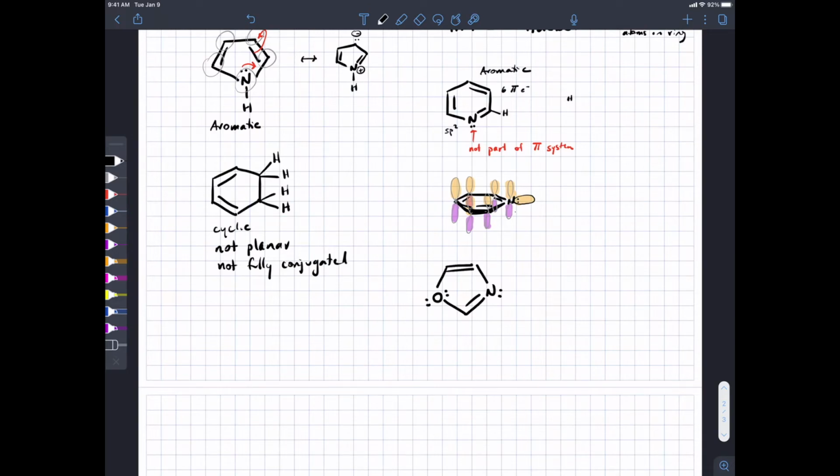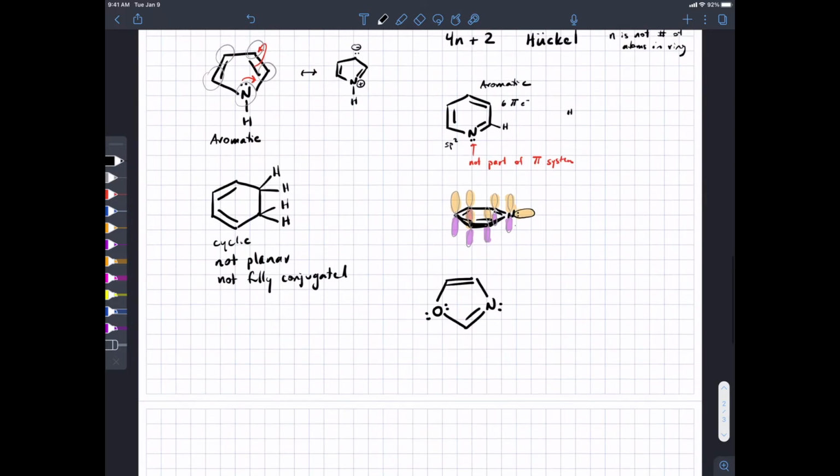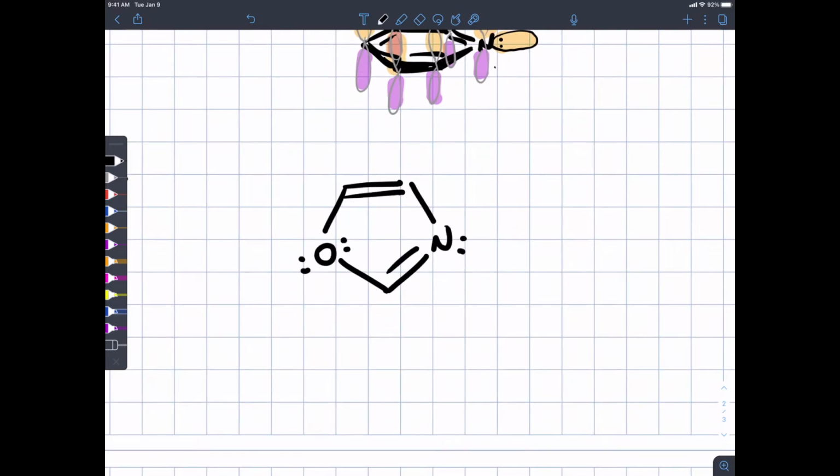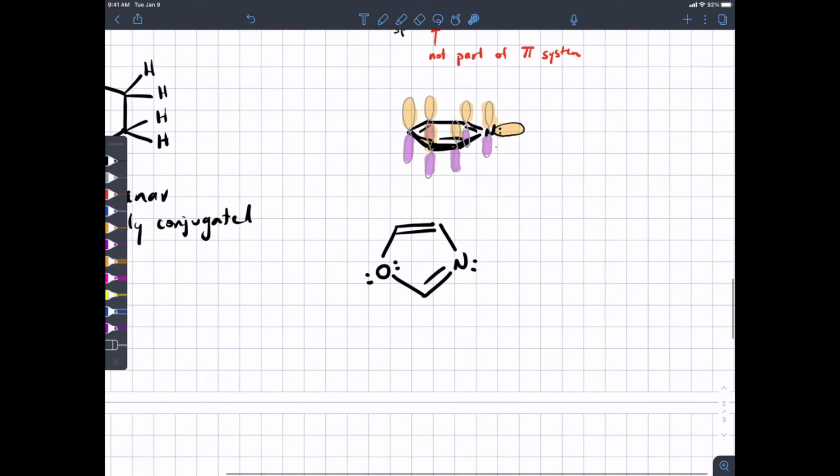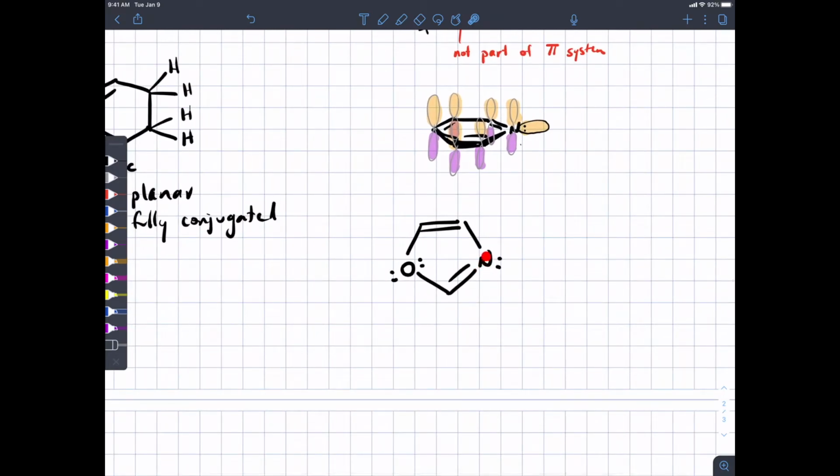Lone pairs everywhere. All right, which ones count as part of the pi system and which don't? Let's deal with the nitrogen first because this nitrogen is most similar to the one we've already encountered. Are these lone pairs part of the pi system? No, they are not. You can tell that if you want a quick way. The nitrogen is already involved in a pi bond, so your p orbital is already used. The lone pair on that nitrogen must be in an sp2 orbital and is not involved in the pi system.